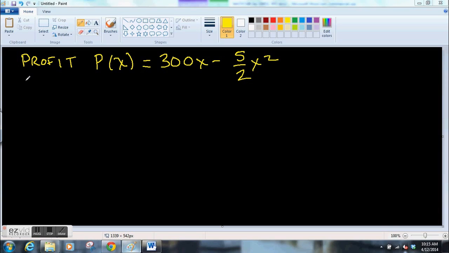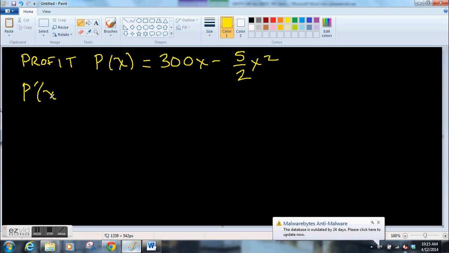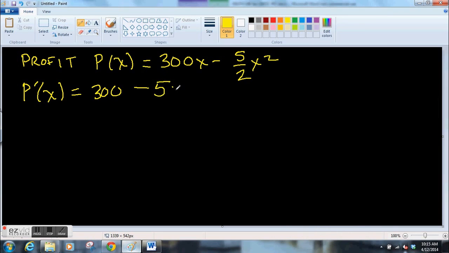Function again, we want to find the maximum profit. You want the maximum profit, people. So we're going to take the first derivative, p prime of x. That's going to be equal to 300, take the derivative here, minus, you take 2 times 2, so the 2's cancel, and you get 5x.